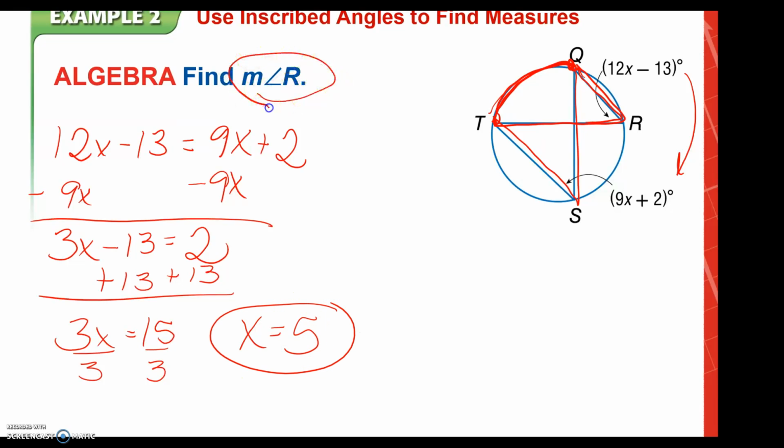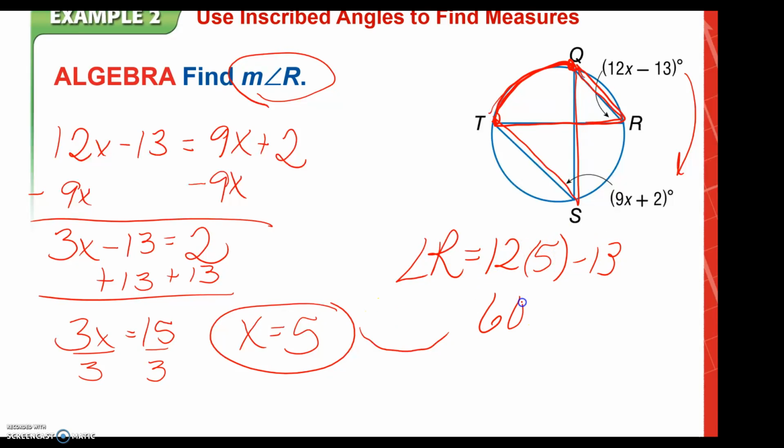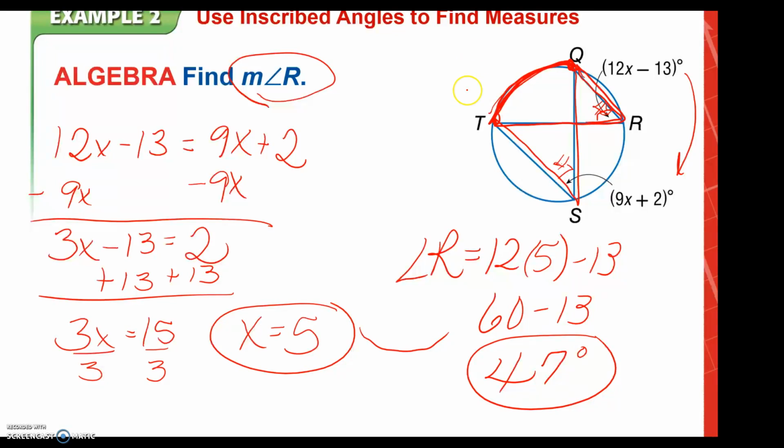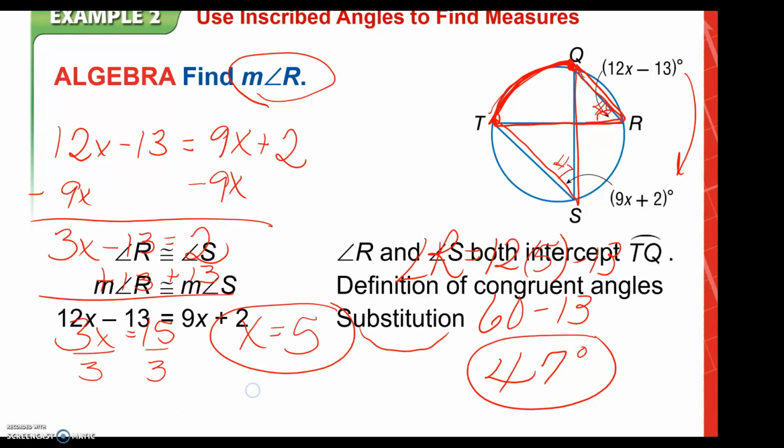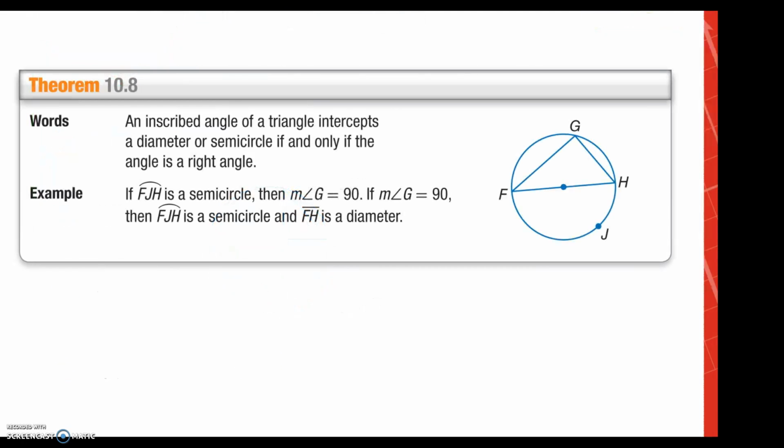We're looking for angle R, so we're going to plug 5 back in for x. So angle R equals 12 times 5, minus 13. So 60 minus 13, 47 degrees. So this is 47 degrees, S is also 47 degrees, and both of them have the same arc. They have the same arc, so it is twice 47. So that lets you know what we're looking at there. Great, so finding I would be the same thing.